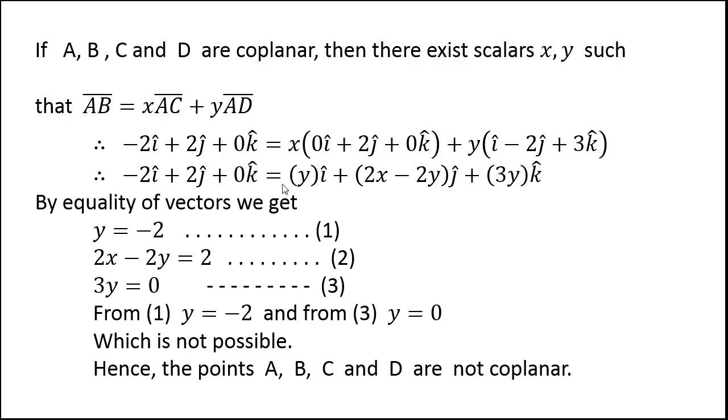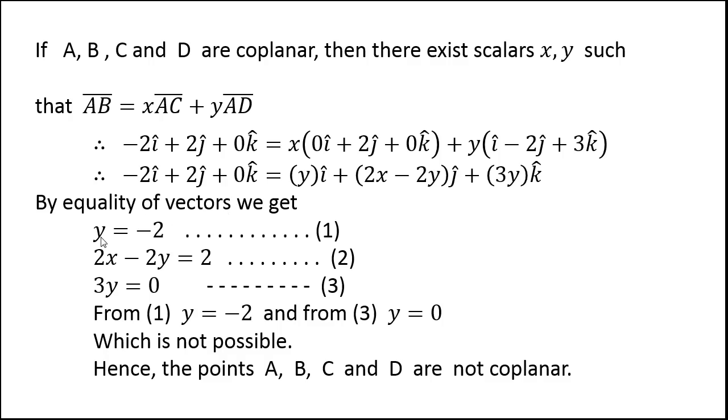Now if we simplify this equation and equate the coefficients of i, j and k on the left side and right side, we get three equations. One equation for the coefficient of i, one for the coefficient of j, and one for the coefficient of k. Now we check whether these equations are consistent or not. What is meant by equations being consistent? The same value or same set of values of x and y must satisfy all three equations. They should have a common solution.